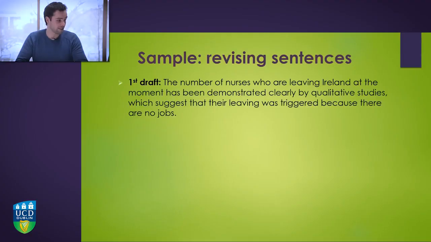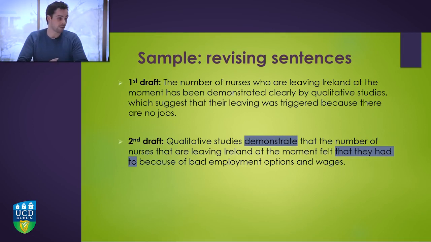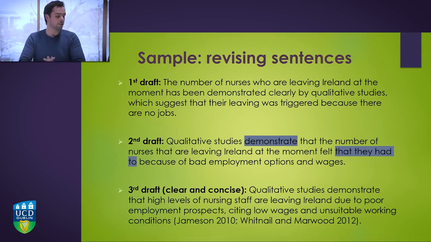So, we're back to revising sentences. So we've seen these two sentences before, and as I mentioned, the second draft sentence still wasn't perfect. So this person has had another look and they've redrafted it as such. Qualitative studies demonstrate that high levels of nursing staff are leaving Ireland due to poor employment prospects, citing low wages and unsuitable working conditions. And as you can see, there's now two citations, two critical pieces have been mentioned. So it's a much more coherent sentence, and it's also referencing secondary material. So it's very much a final draft kind of sentence.